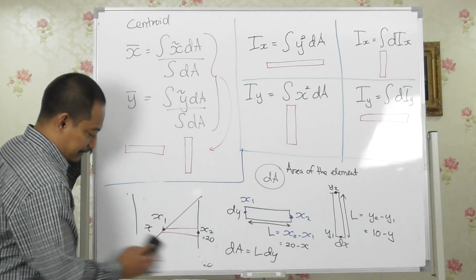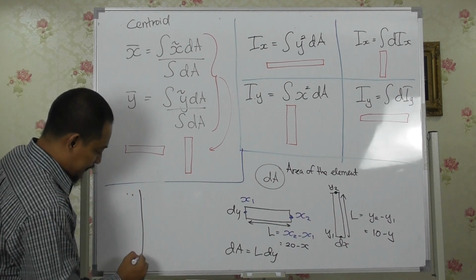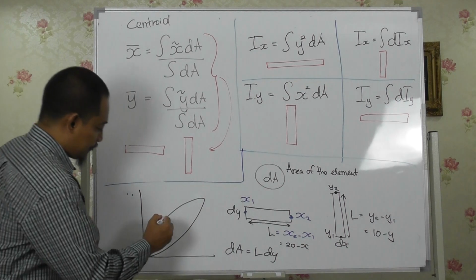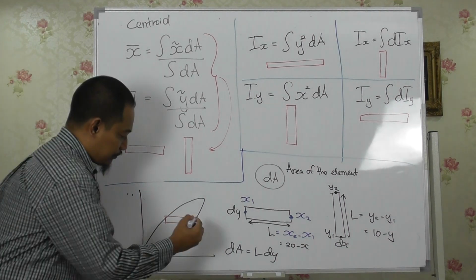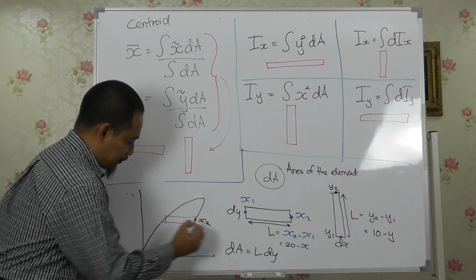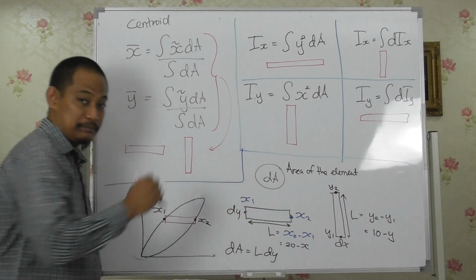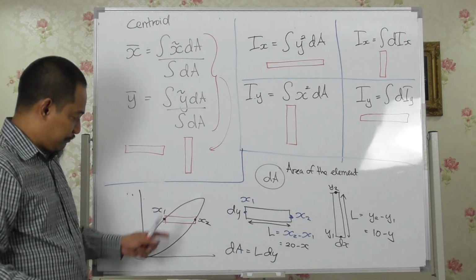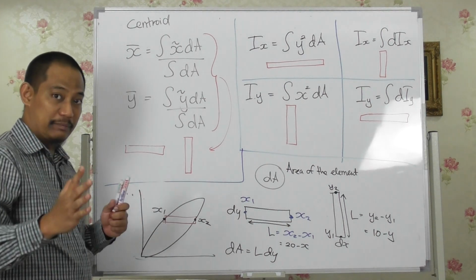So if you have another type of curve, for example like this, and you have a horizontal element like this, so if this is x2, this is x1, then obviously it will become x2 minus x1. Now take note that, of course, if you have an array like this, you have to stick to one kind of numbering.